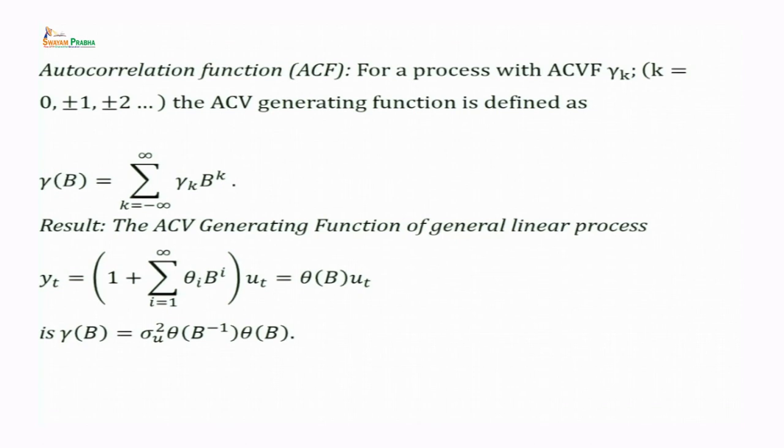Now, you obtain the autocorrelation function for these processes. For the process with ACVF gamma_k, the autocovariance generating function is defined as gamma(B) equal to summation over k of gamma_k B^k. Then the autocovariance generating function of a general linear process, suppose you take Y_t equal to 1 plus summation over i equal to 1 to infinity theta_i B^i u_t, or theta(B) u_t, is gamma(B) equal to sigma square u theta(B) theta(B inverse). So, this is a simple procedure for obtaining the autocovariance generating function.